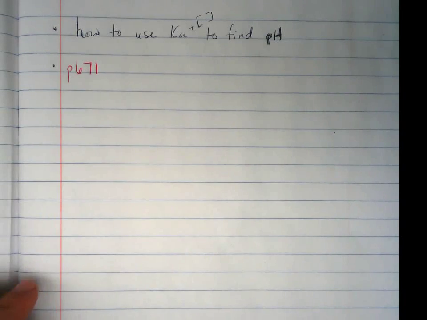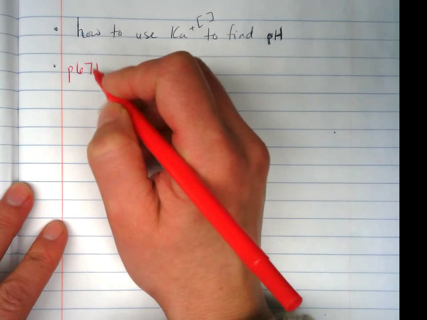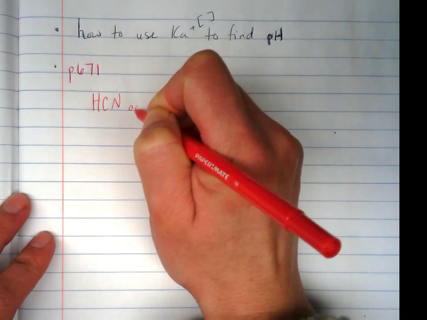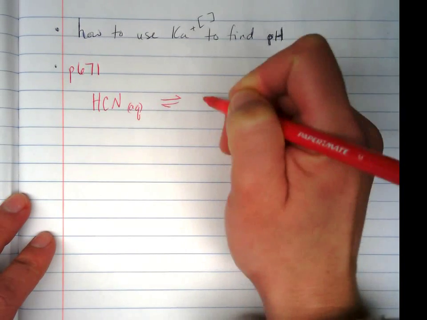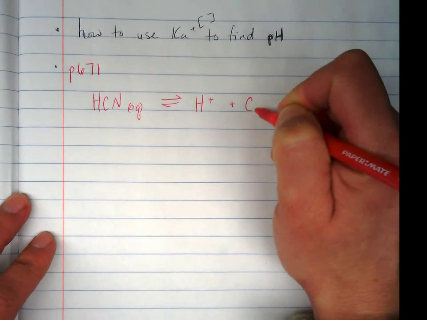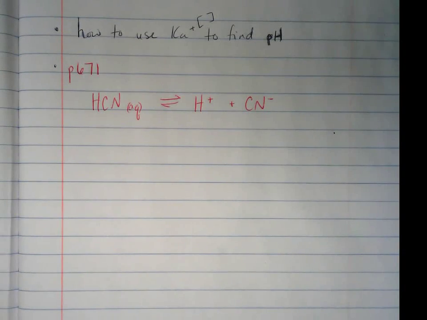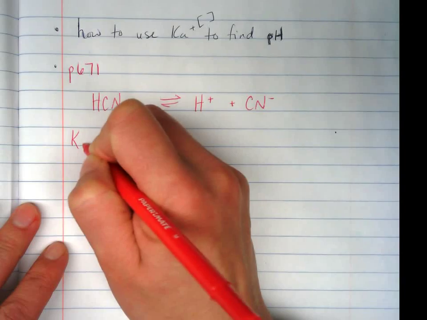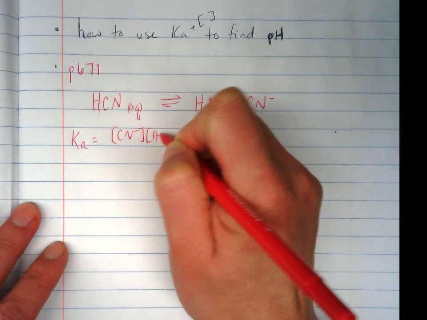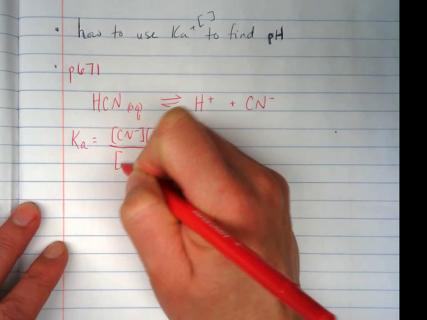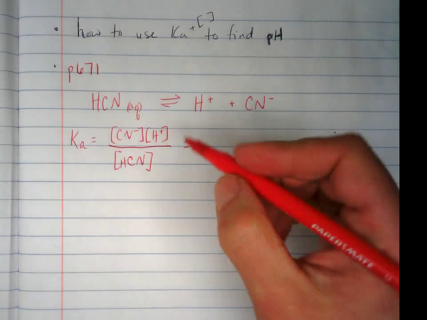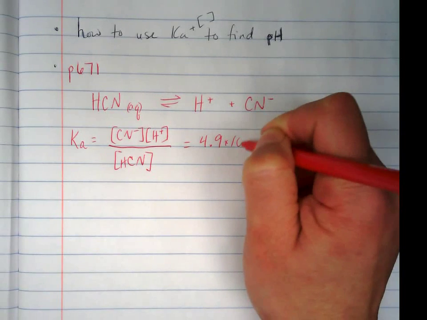So the first thing we need to do is go ahead and write out the equations. So we have HCN. So we know we have an acid here. It's dissolved in water, and it's going to dissociate into hydronium ions and CN minus ions. We know that the Ka for this is going to be the concentrations of CN minus times H plus, over HCN. And we also know, if we look back in the appendix, that the Ka is 4.9 times 10 to the negative 10.